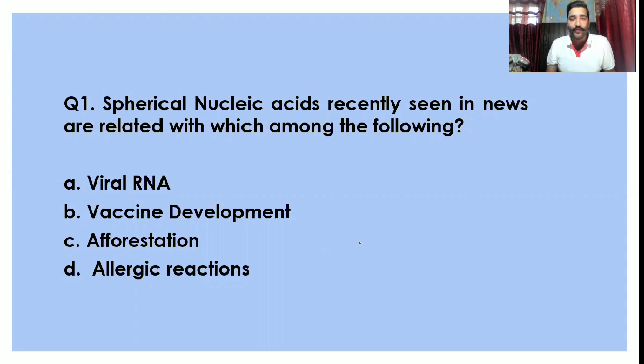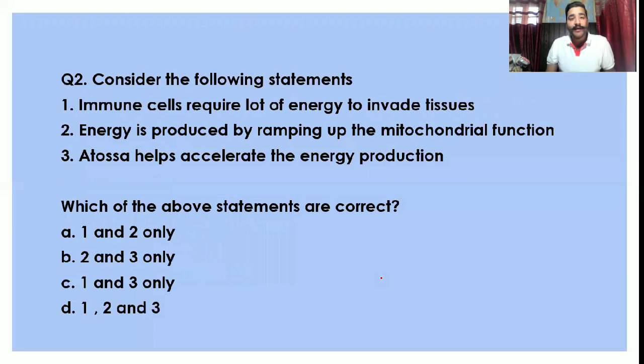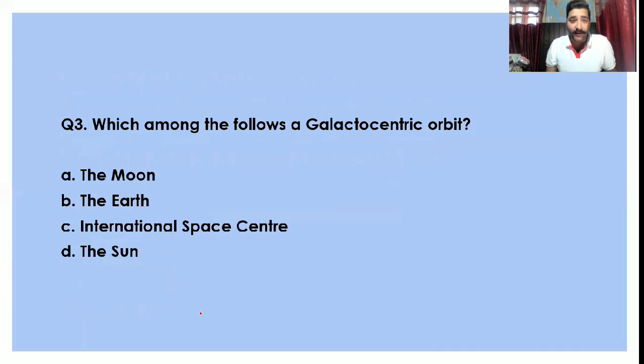I would prefer you mark it on the OMR. Right? Next, consider the following statements. Immune cells require a lot of energy to invade tissues. Energy is produced by ramping up the mitochondrial function. ATOSA helps accelerate the energy production. So which of the above statements are correct? You have to choose from these options. So quickly solve this question and we move on to the next. If you want to pause, pause and check.